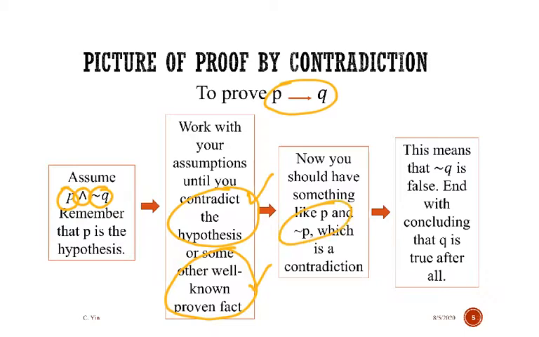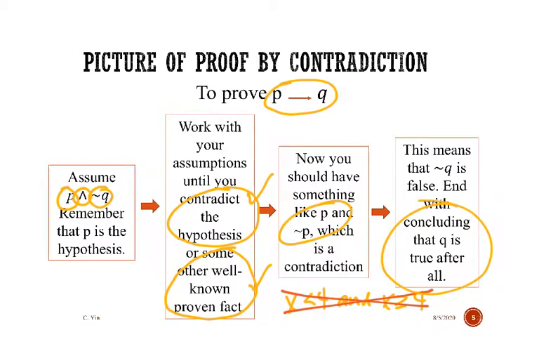That may not be very obvious until we see an example. If you said something like x is less than 4 and x is greater than or equal to 4, that would be a contradiction because I know that a number can't be both of those, and so that can't be true. And then you would go back and say that your original thing you were trying to prove was true. And so this means that not Q is false, and you're going to end by concluding that Q is true after all. So those will be the steps that we'll take here.